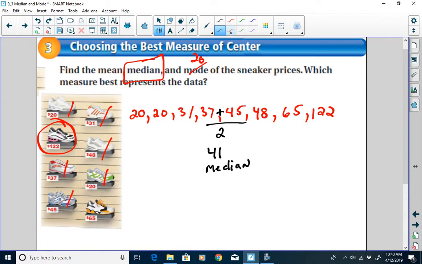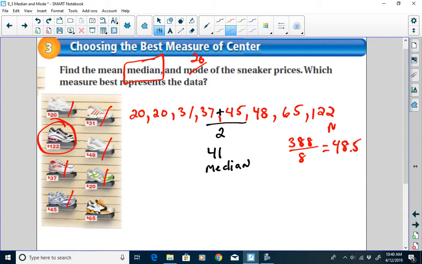All right. To find the mean, we have to find the sum, and then we divide by 8. So if we're finding the sum, we're going to take 20 plus 20 plus 31 plus 37 plus 45 plus 48 plus 65 plus 122. We get a total of 388. 388 divided by 8, and we get 48.5.